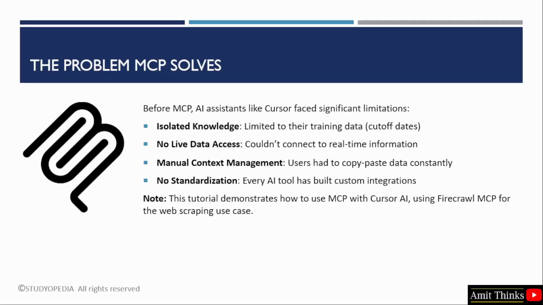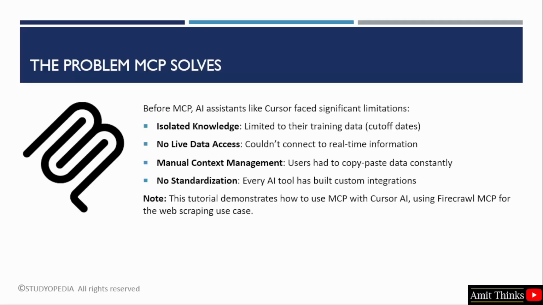AI assistants before MCP, such as Cursor, were powerful but constrained by several critical gaps. That is, fragmented knowledge, bound to static training data with cutoff dates, unable to evolve with new information. No real-time access, disconnected from live data sources, leaving users without up-to-date insights. Cumbersome context handling. Users had to manually copy and paste information to provide context, slowing workflows. Last one, lack of standardization. Each AI tool relied on custom one-off integrations, creating silos instead of interoperability.